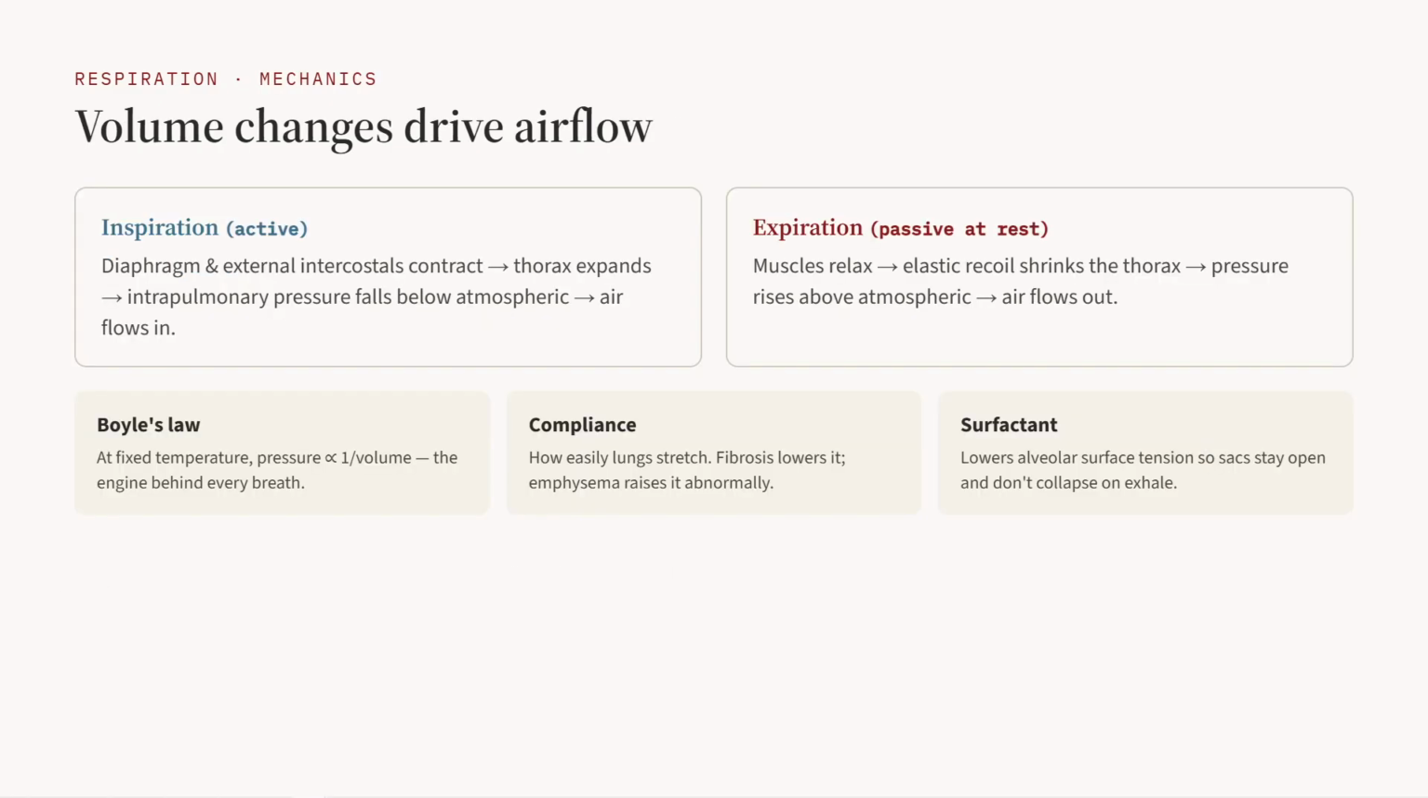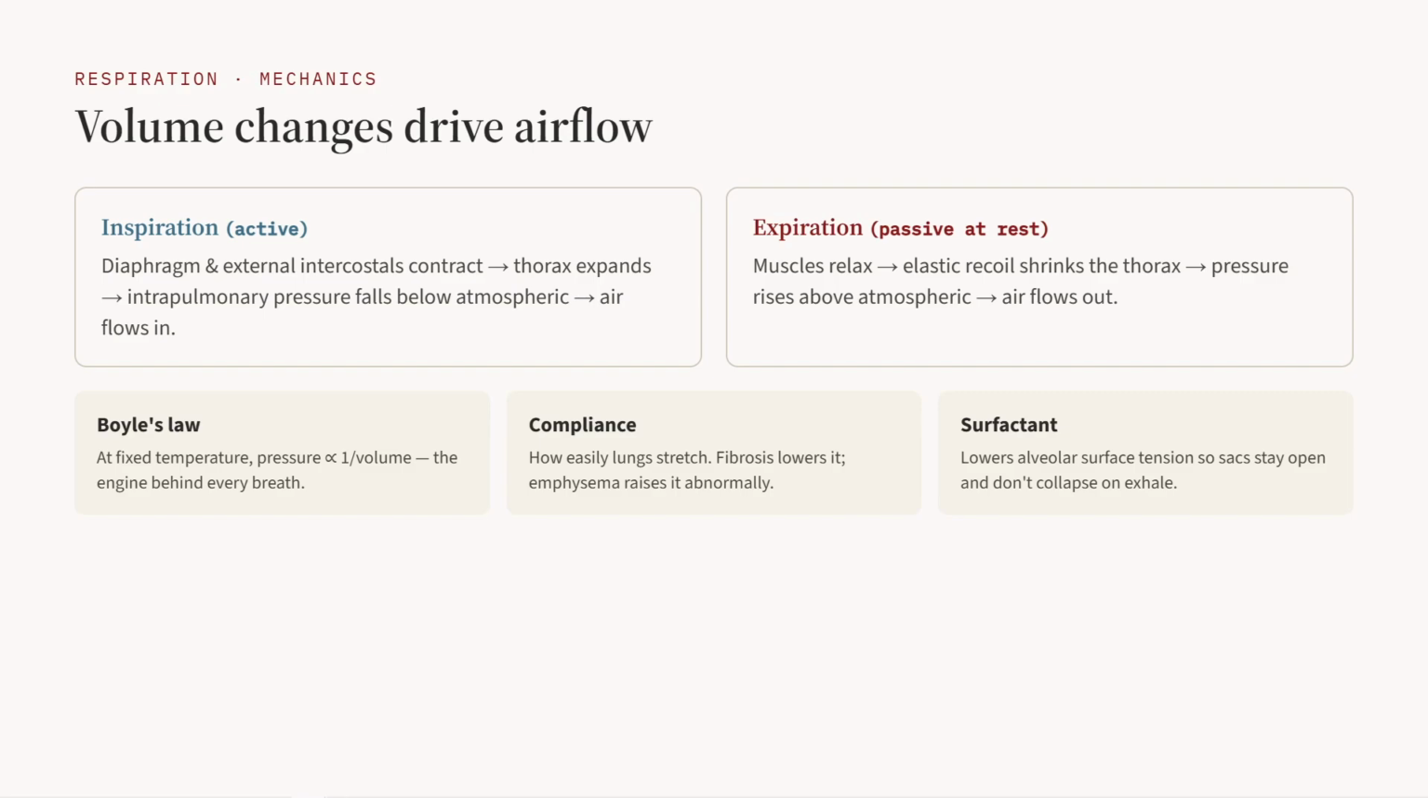How does air actually move? It comes down to Boyle's law. At a fixed temperature, pressure and volume are inversely related. Change the volume of the chest and the pressure changes, and air flows to even it out. On inspiration, which is active, your diaphragm and external intercostal muscles contract. The chest expands. The pressure inside the lungs drops below atmospheric, and air flows in.